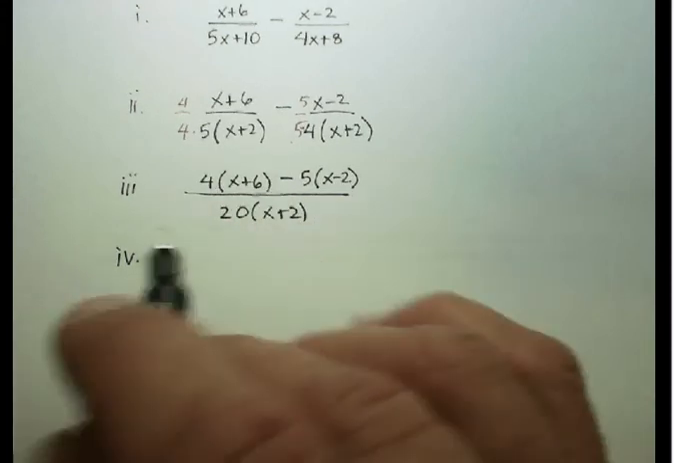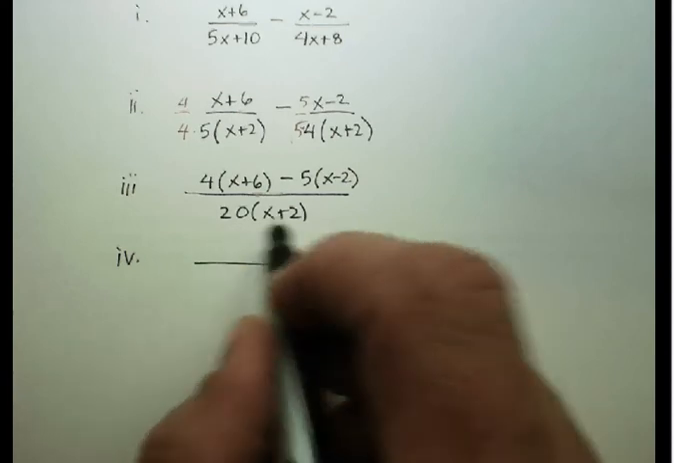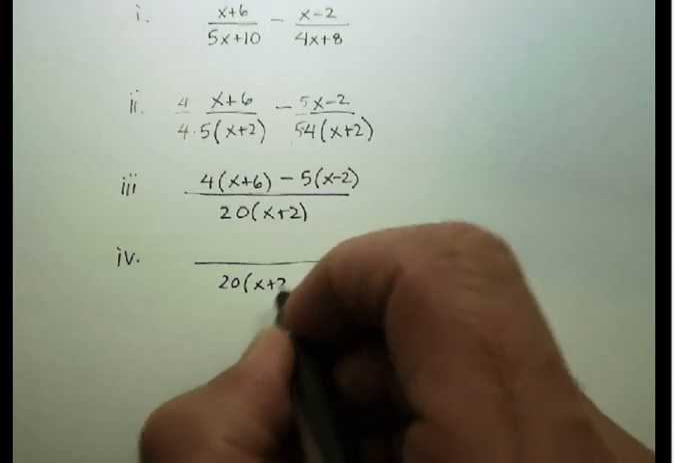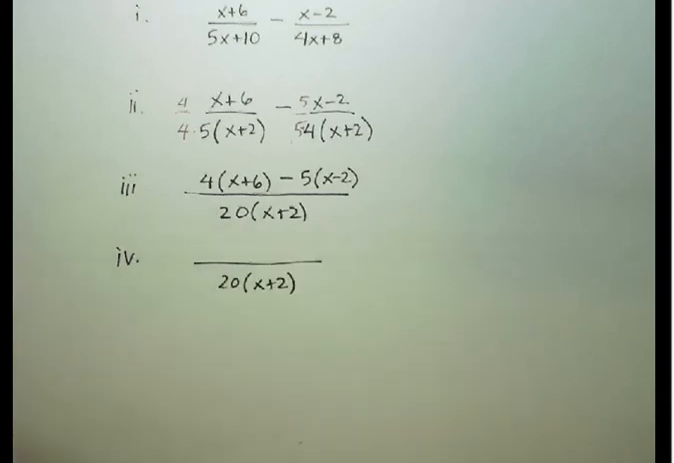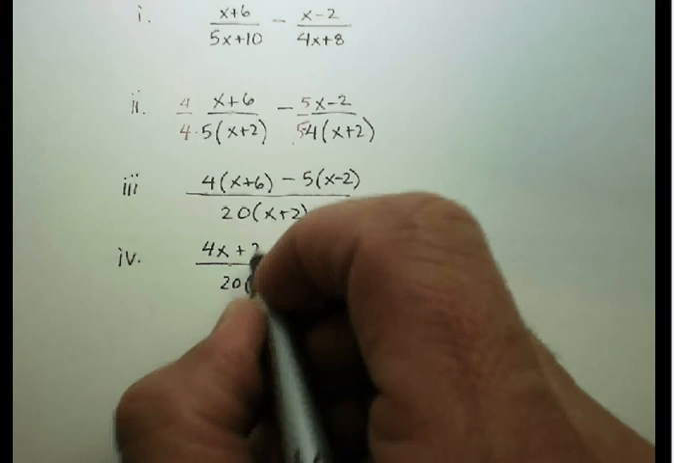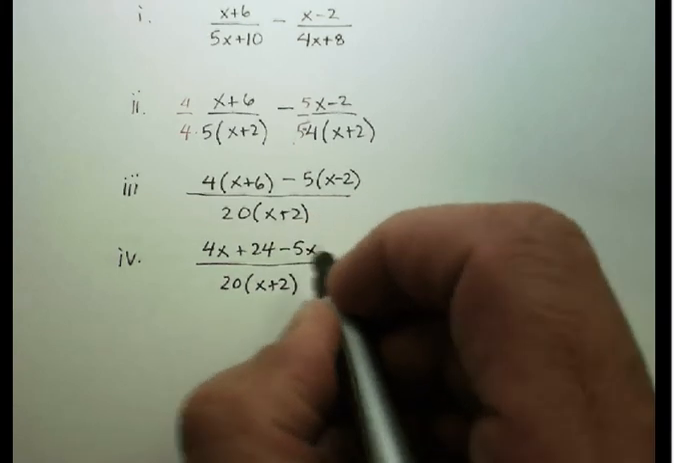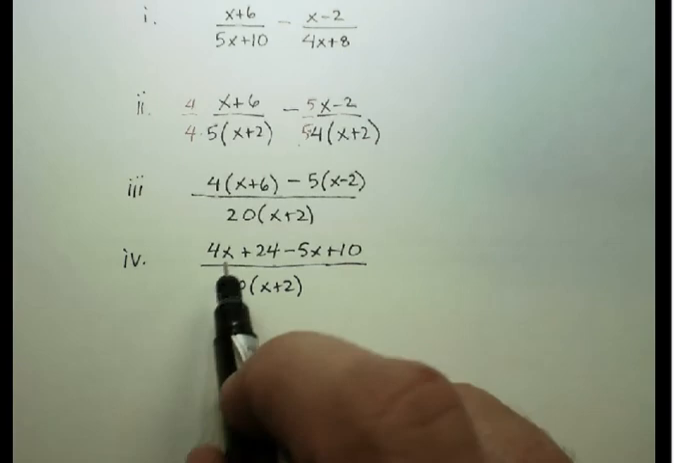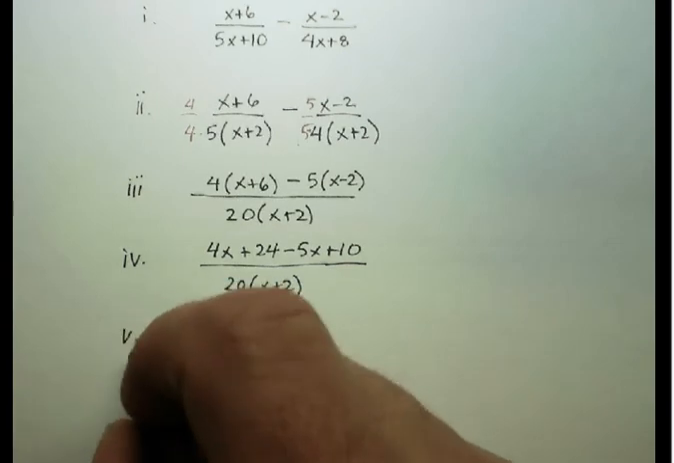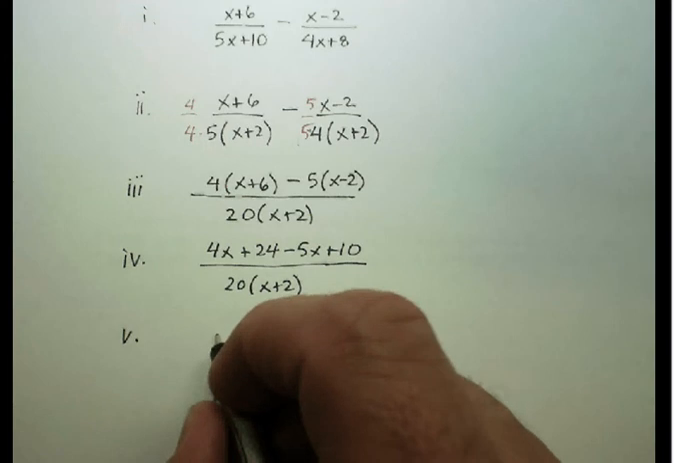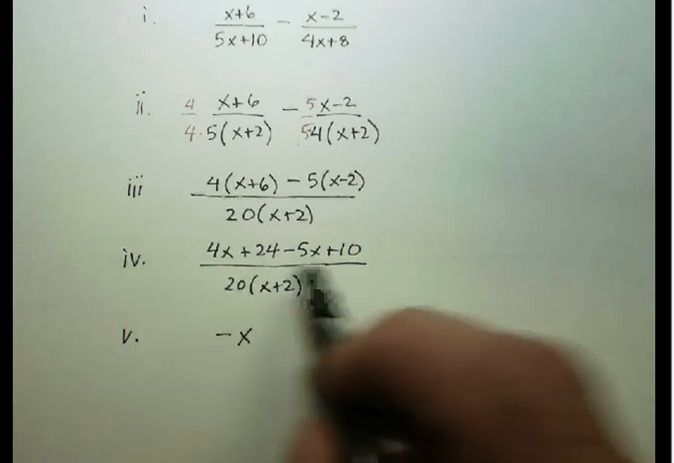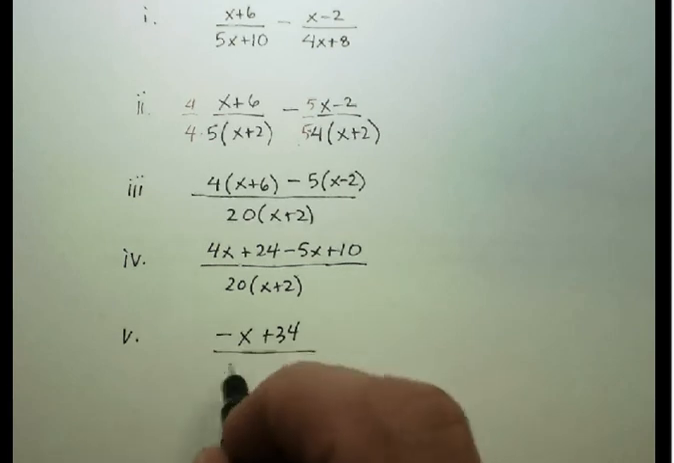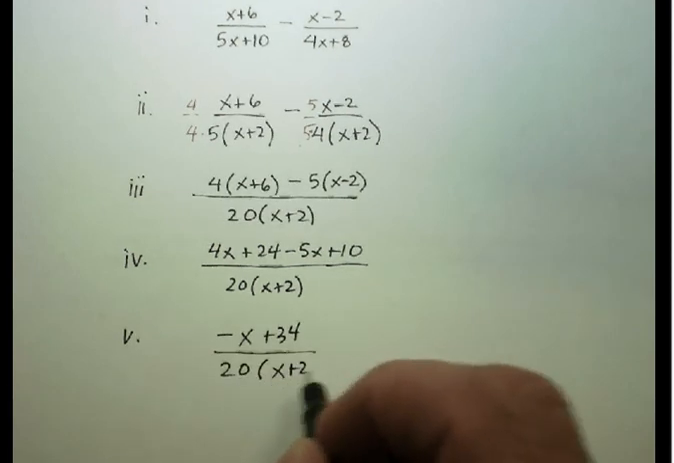Now that I've done that, I'm going to multiply out this top part, then add and subtract the different terms and see if there's anything I can factor out with what's in the bottom. I'm just going to rewrite the denominator and multiply this part out. I get 4x plus 24 minus 5x plus 10. 4x minus 5x is a negative x. 24 plus 10 is plus 34, over 20 times x plus 2.